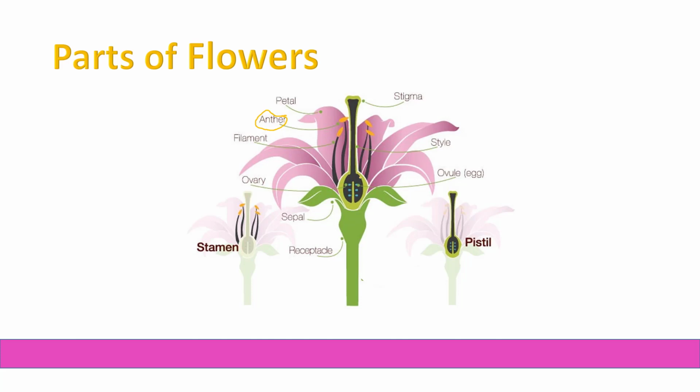This is a typical structure. Not all flowers may have everything. There are some flowers in which you have only the male reproductive part, and some in which you have only the female reproductive part. That is also possible, and we call those flowers unisexual flowers. So this is a typical example of a bisexual flower, where you have both male and female reproductive parts on the same flower.